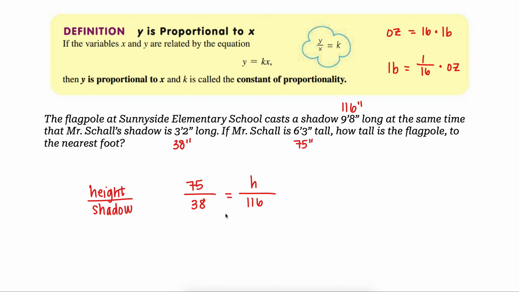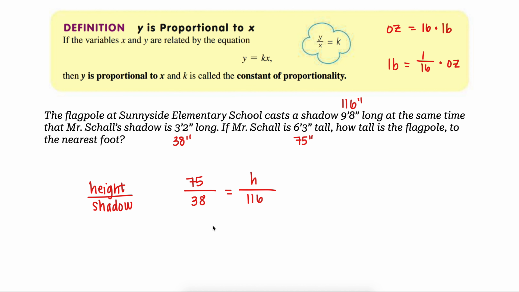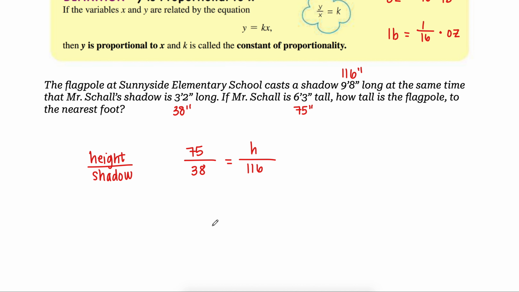When we solve these as proportions, a lot of times we don't divide that out straight away. We'll go to the cross multiplication to solve it. But just in case you're wondering, where's that constant of proportionality fit in? It would be 75 divided by 38. But I am going to solve this with cross multiplication. So 75 times 116, if you multiply that, you get 8,700. We'll set that equal to 38 times H.